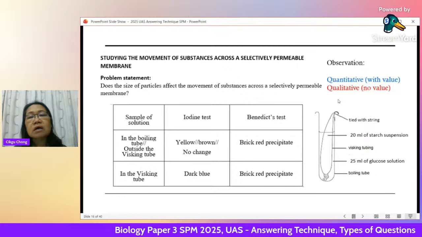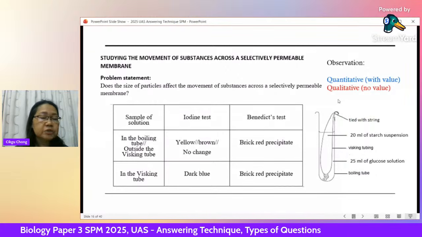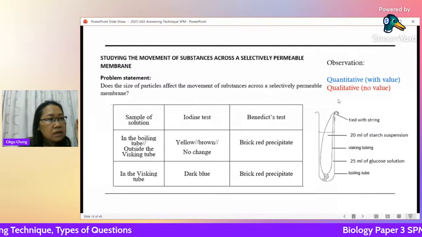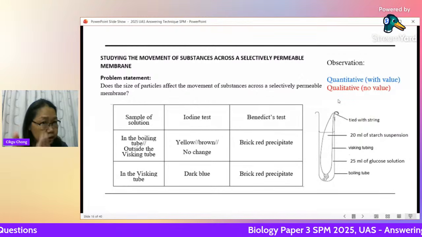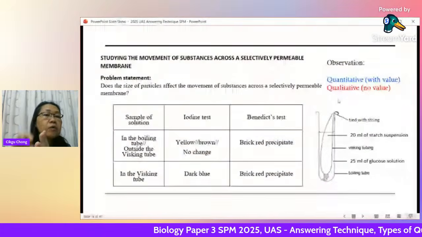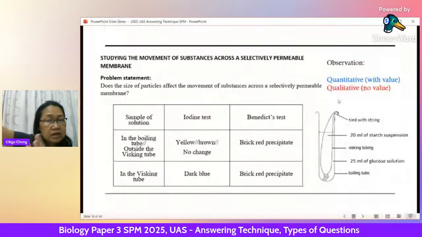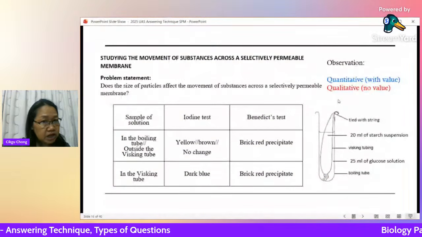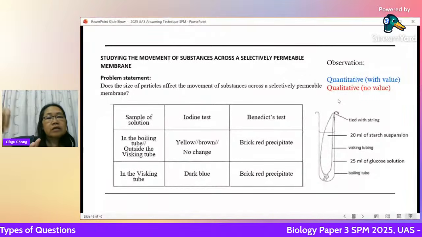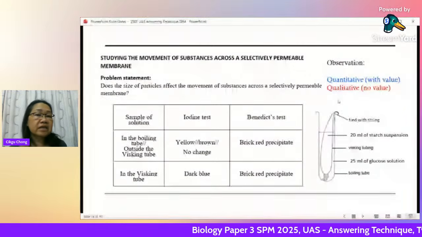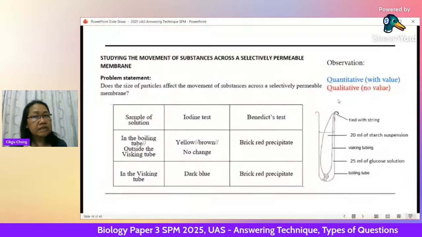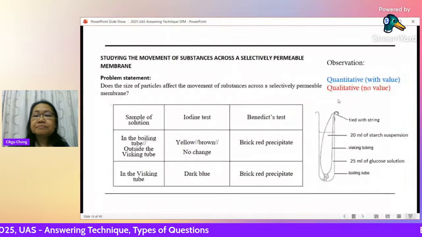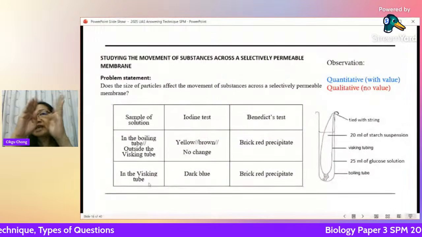You show the color change. You want to observe whether in your sample or solution, outside the whisking tubing, the water, whether then you take out the sample, test it for iodine. If it still remains yellow, that means no change, that means there is no starch. Then if you take out the sample and test it for Benedict's test, you get brick red precipitate, that means there is reducing sugar inside there. So in the whisking tubing, you usually have to test for inside and outside.